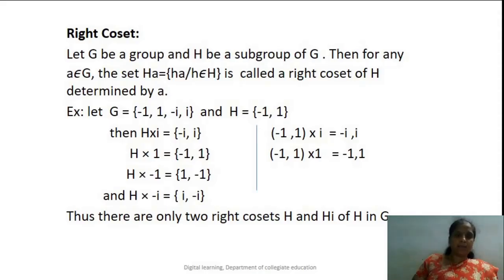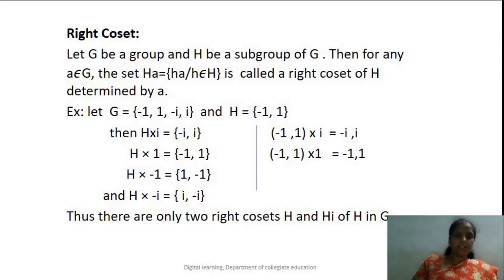Let's take the example G equal to {-1, 1, -i, i}, and let H be a subgroup of this cyclic group, taken as {-1, 1}. According to Ha, we consider H into i. The elements of H are -1 and 1. We multiply this H with i. So -1 into i becomes -i, and 1 into i becomes i. So we got the set {-i, i}.